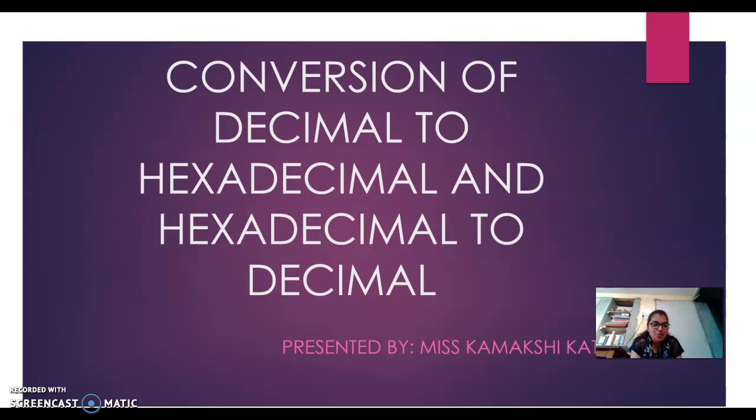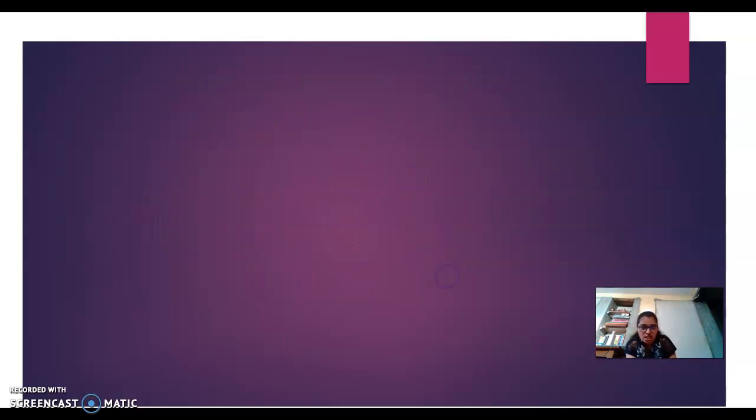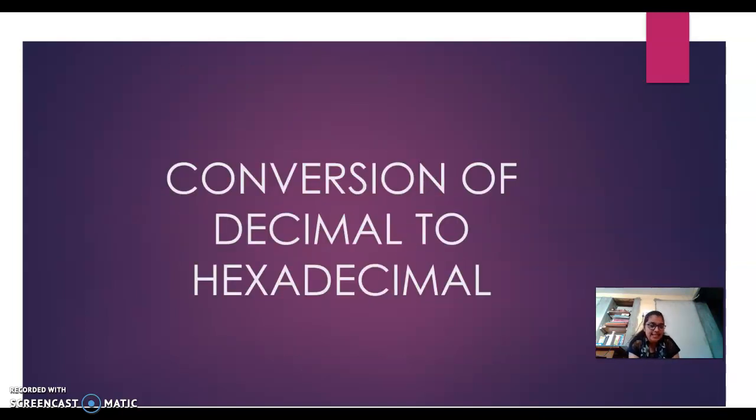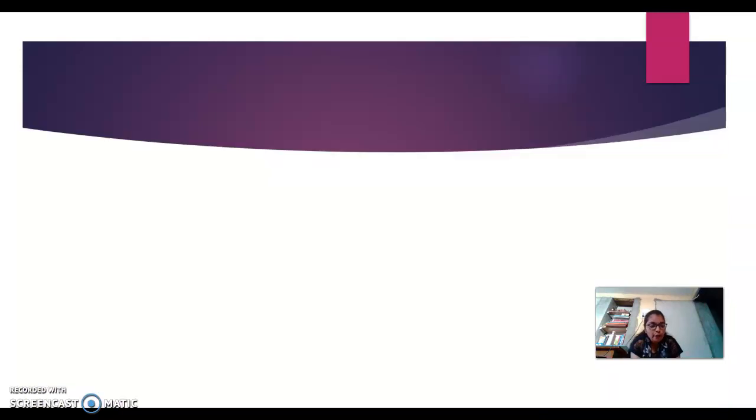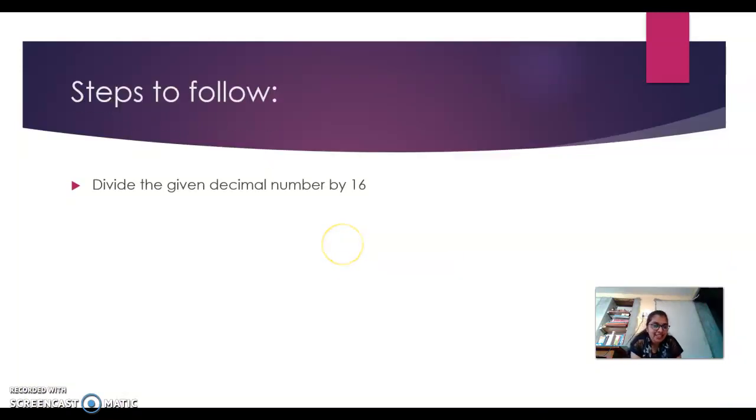Now, let us move to our first concept, that is conversion of decimal to hexadecimal. Whenever you are given a decimal number and you want to convert it into hexadecimal, follow these steps. The first step is to divide the given decimal number by 16.